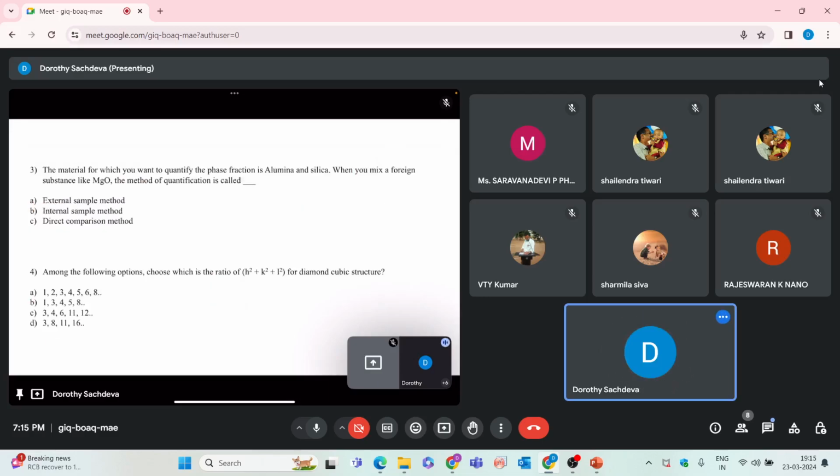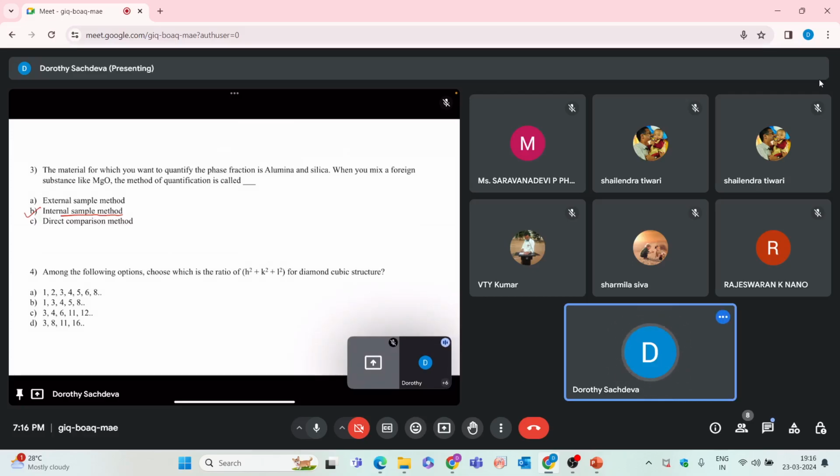The next question says that the material for which you want to quantify the phase fraction is alumina and silica. When you mix a foreign substance like magnesium oxide, the method of quantification is called what? So for a foreign substance we discussed, no? That will be your internal sample method. So option B will be the correct answer for this case. We discussed, no, among the 4 methods, that for the internal sample method you will use the foreign substance reflection. So in this case, internal sample method will be the correct answer.